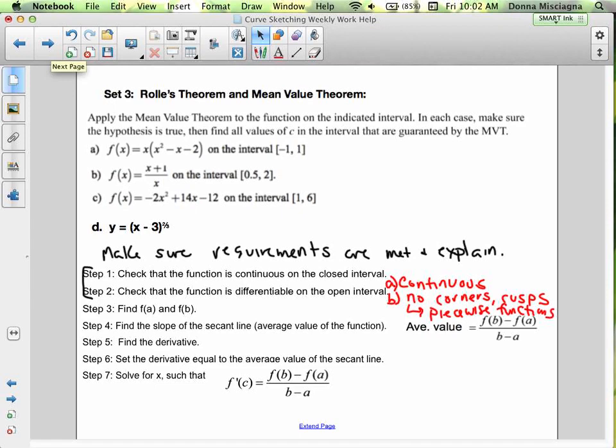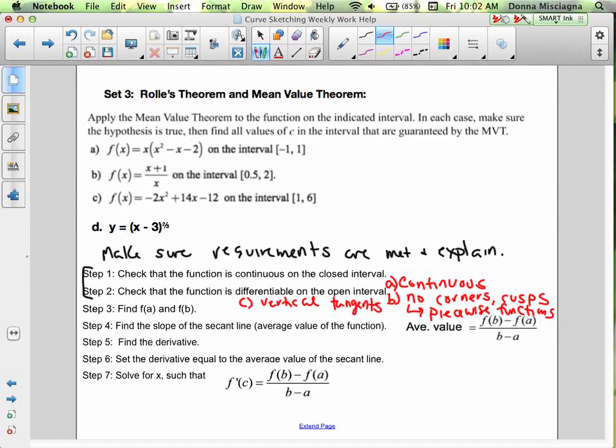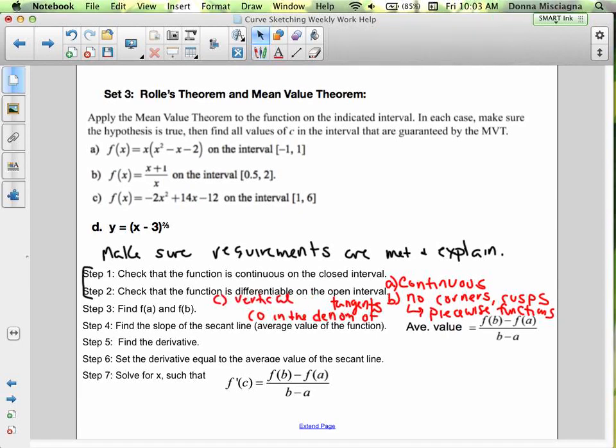Oh, almost forgot. Not vertical asymptotes, vertical tangents. That's what I was trying to say. So can't be a vertical tangent. How will you know you have a vertical tangent? 0 in the denominator of the derivative. So if you take the derivative and you got a 0 in the denominator, that's a vertical tangent.